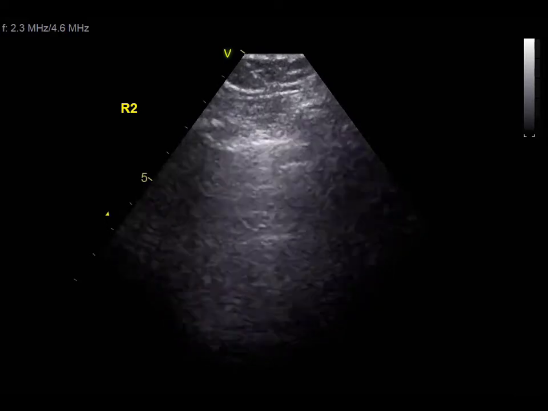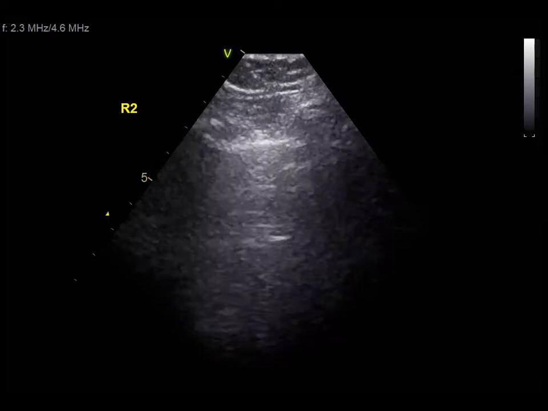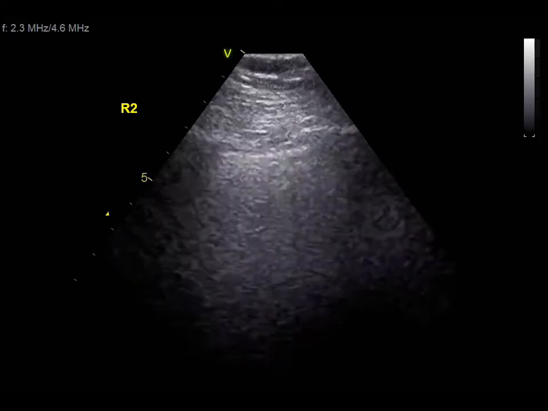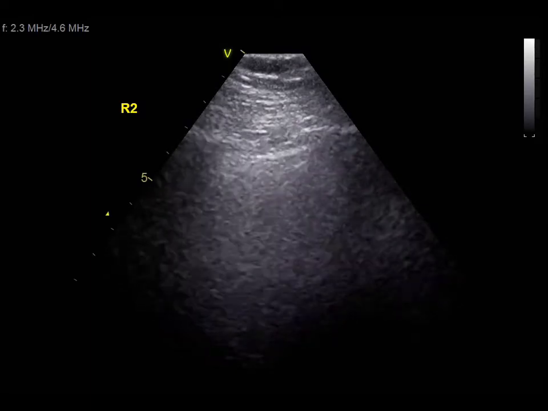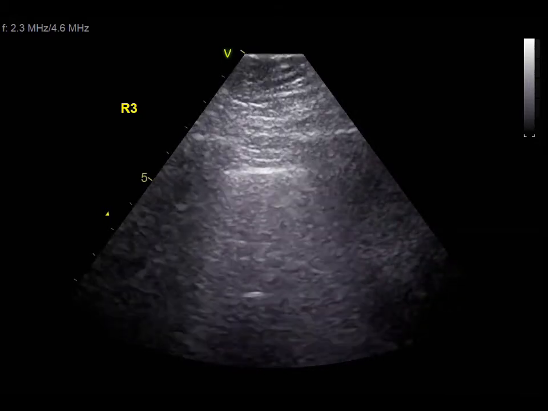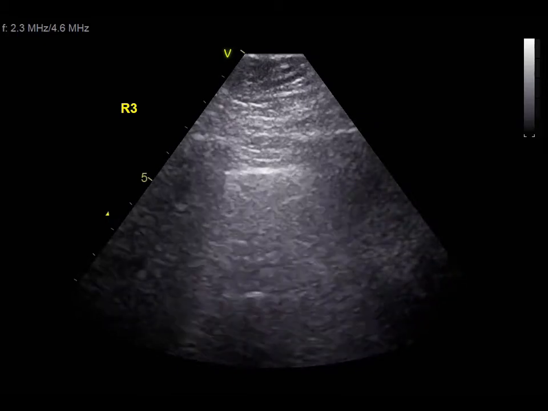So moving down to right 2, which is the lower part of the anterior chest. This is sort of normal, pleural sliding, A-line pattern. Still in right 2, but in another area, a couple of B lines over there. And then R3 up in the armpit. So this is more significant changes here.